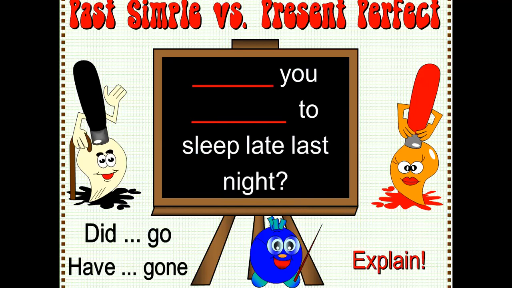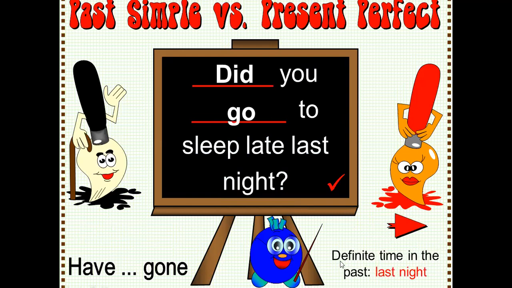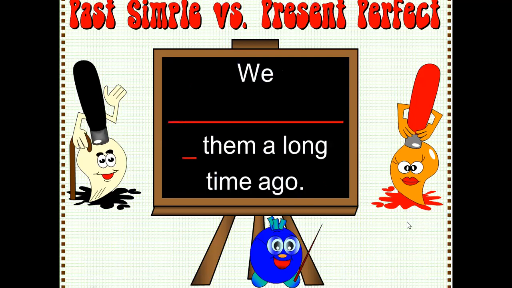Okay. Did go, or have gone. Last night, here is a certain point or a definite point in the past, so it should be did you. Okay, and let's be explained again. Did you go to sleep last night? Explain. Okay, let's see. Of course, it's a definite point and it's in the past.